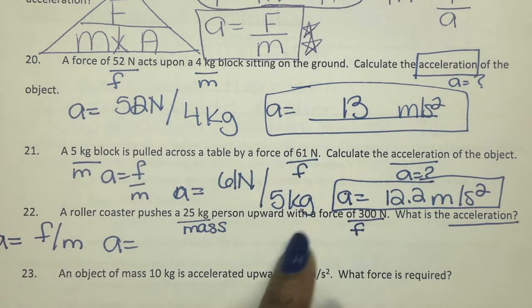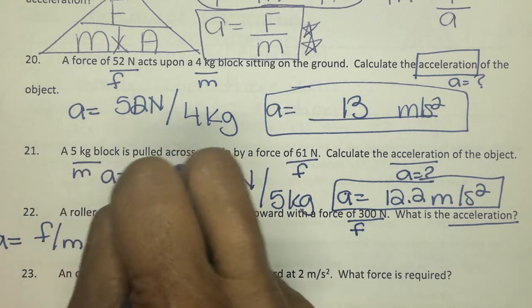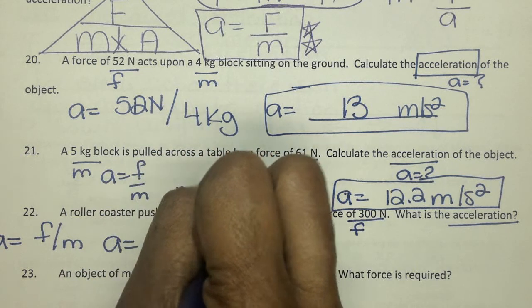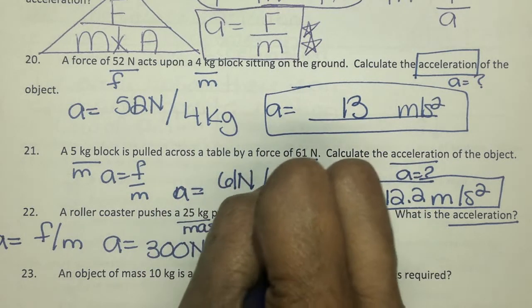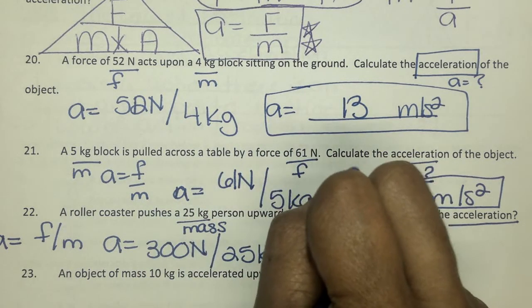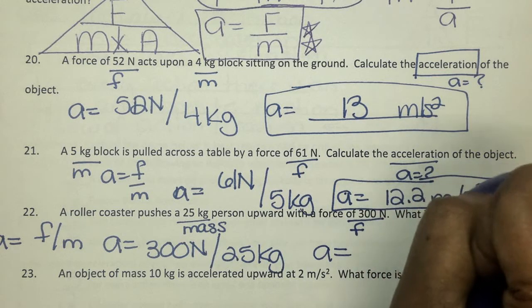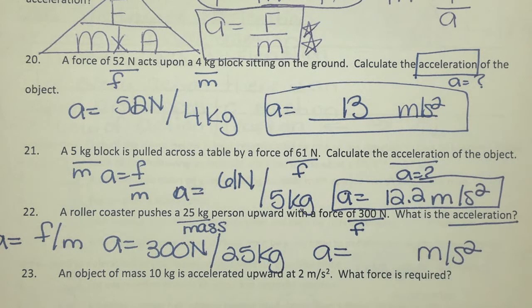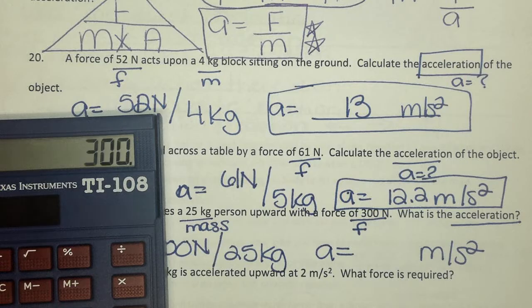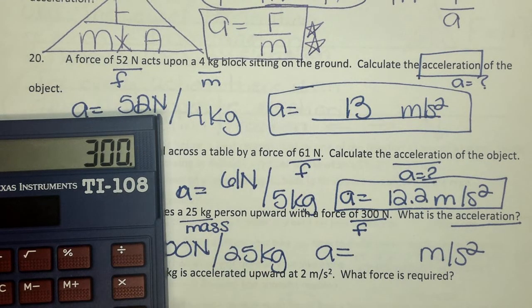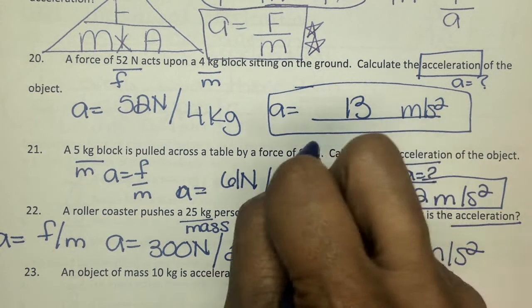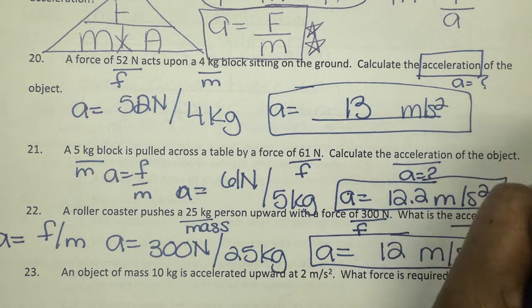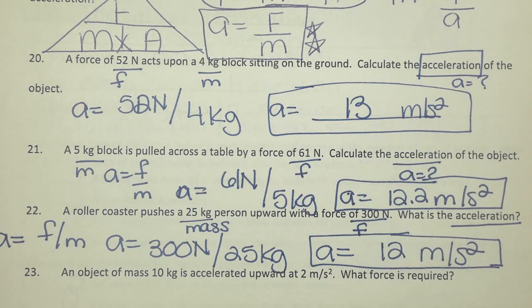So my force is 300 newtons, divided by my mass, 25 kilograms. Acceleration is always meters per second square. So I do 300 divided by 25. My answer is 12 meters per second square. Okay?